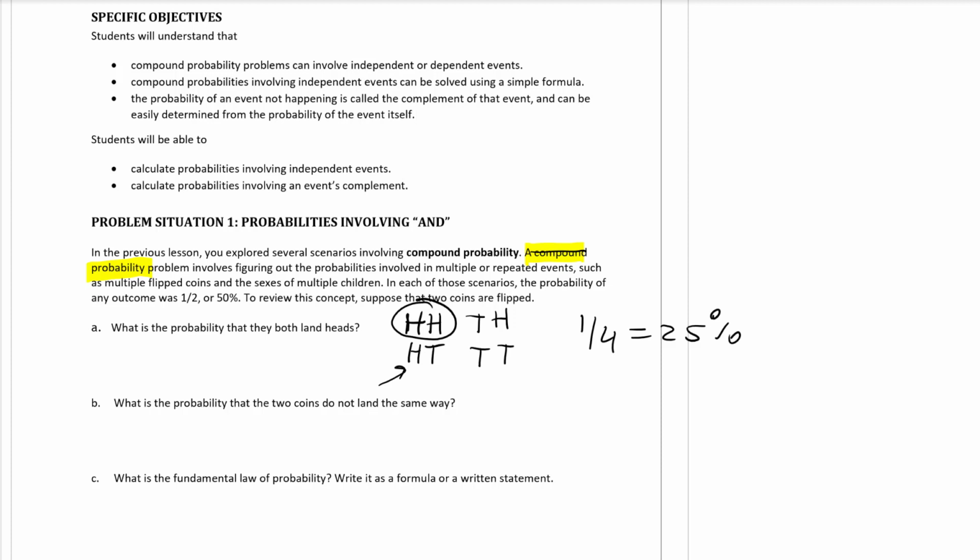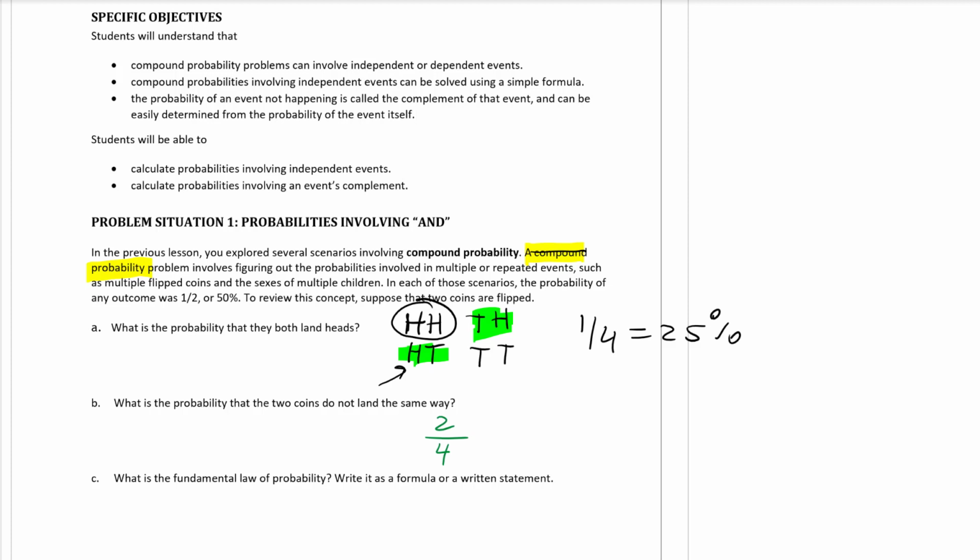Alright, so let's review. There are two events possible out of 4 where one of the coins is heads and the other one is tails. These two events are different because each coin lands differently, so those are considered different events. There are 2 of them out of the 4 possible chances.